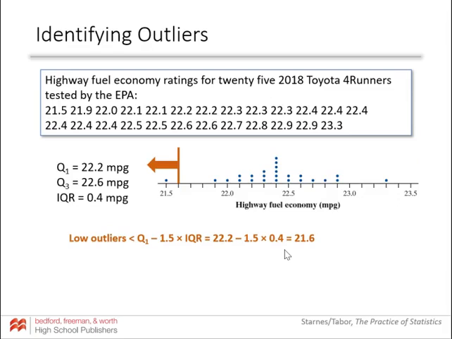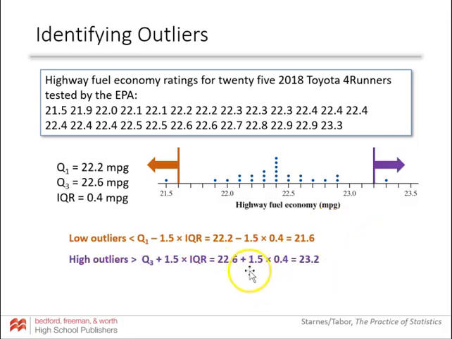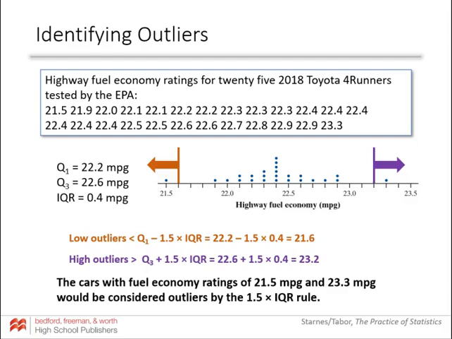Here we have an example. Here's our information, and IQR is 0.4 miles per gallon. So I'm going to take my Q1, which is 22.2, minus 1.5 times 0.4, that gives me 21.6. That means any number in my data set that's lower than 21.6 would be considered an outlier. Then we do the same thing for the high outliers. This time we're adding to Q3. So any number higher than 23.2 would be considered an outlier. That means this dot right here at 21.5 and this one at 23.3 are both considered outliers.